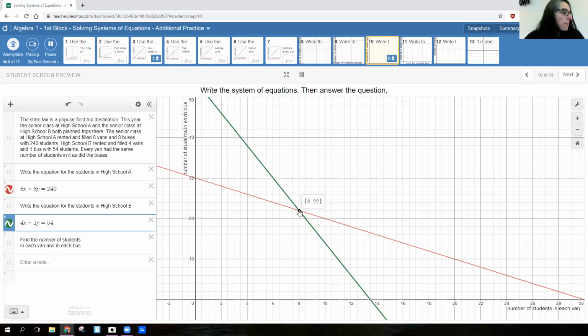Be super careful with how you type your equations, right? So that means the X is vans. That's down here on the X-axis. So 8 students in a van. And then what was the other number there? 22. 22 students on a bus. All right. Once you have that, at this time, move to the next slide.